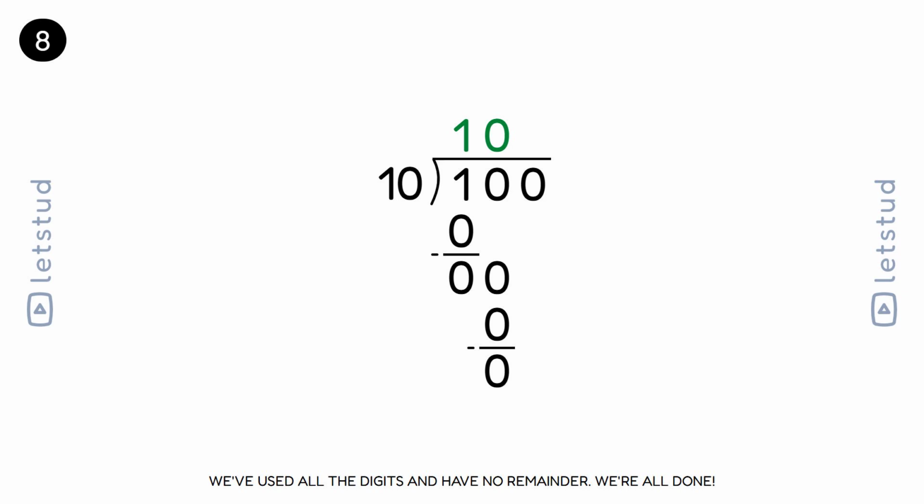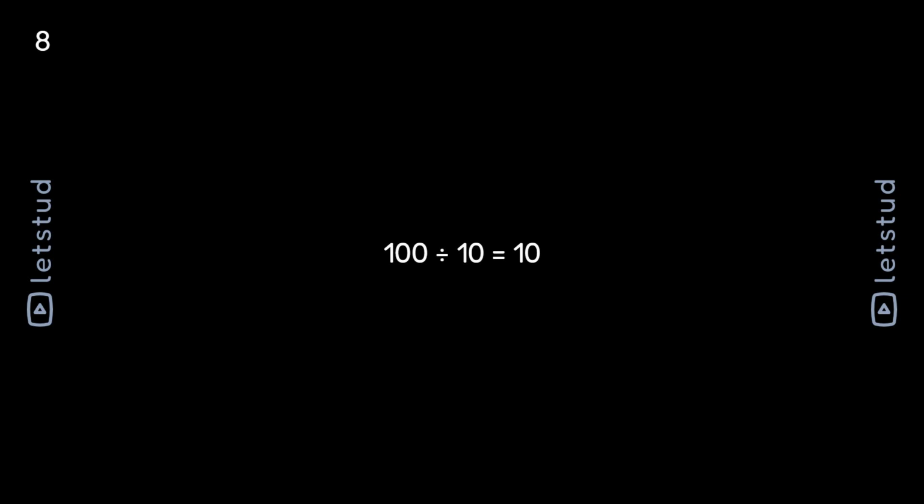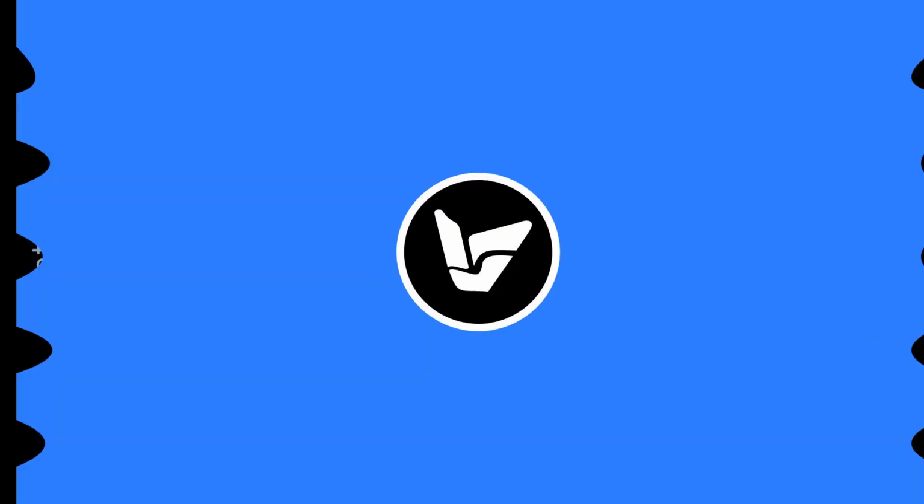We've used all the digits and have no remainder. We're all done. You did it! You've successfully divided 100 by 10.